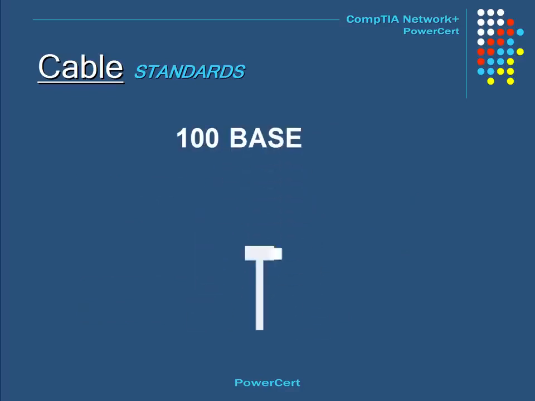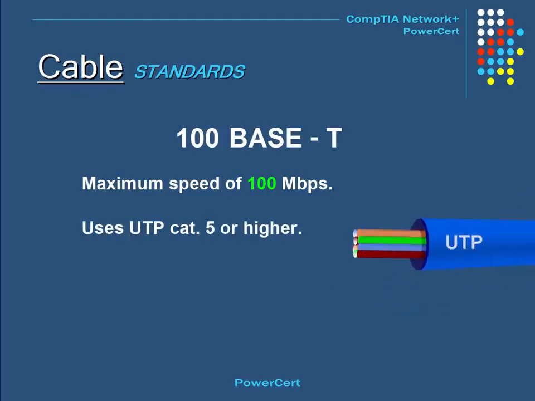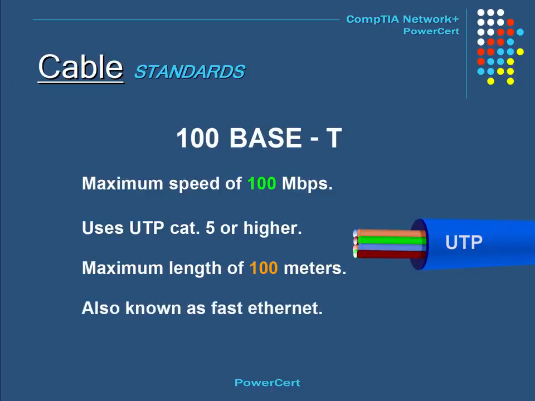Other cable standards include 100-base-T, and this, as the name states, has a speed of 100 megabits per second, which is 10 times faster than 10-base-T. This uses Category 5 UTP cable or higher, and it also has a maximum length of 100 meters. 100-base-T is also known as Fast Ethernet.